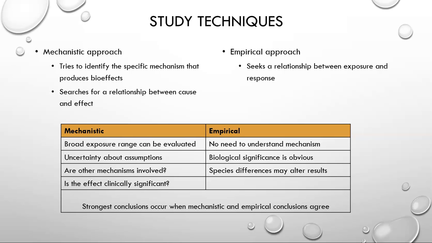With empirical studies, there's no need to understand the mechanism. If there's a finding, the biological evidence is obvious. However, different species may have different results. In general, the strongest conclusions occur when mechanistic and empirical conclusions agree.